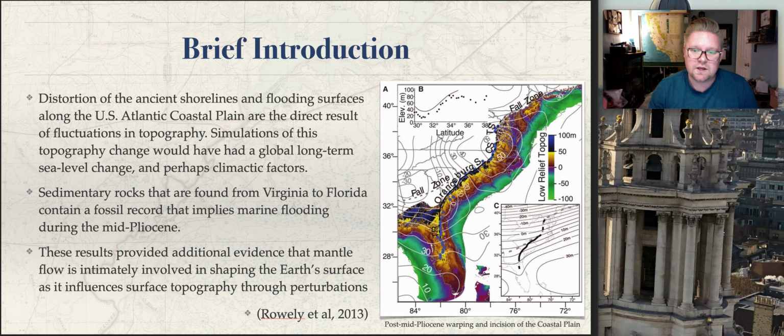This is a diagram I pulled from the article itself showing post-mid Pliocene warping and incision of coastal plains. So there's actually a three-part diagram. A is the bigger one that's showing the relief topography. So they're using a topographic map of today and then utilizing these images of the low relief topography. The second one is looking at the elevation change based on latitude, and they found that there was a lot of correlation with that. So as you headed farther north in latitude, we can see that there's an increase in elevation. And then the last one down here was just looking at fluctuation change in sea level of the surface of the ocean floor.